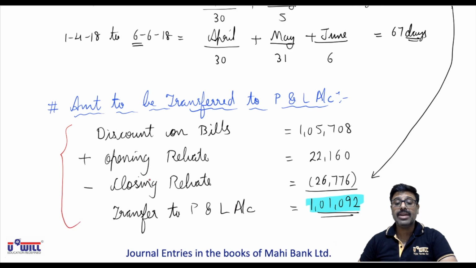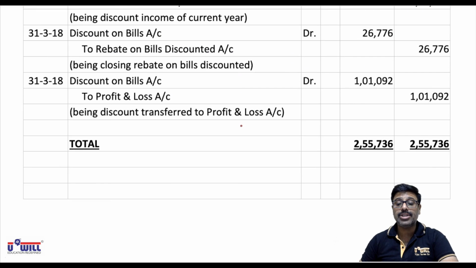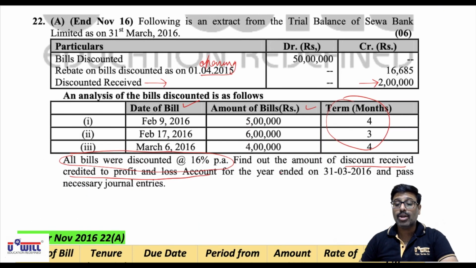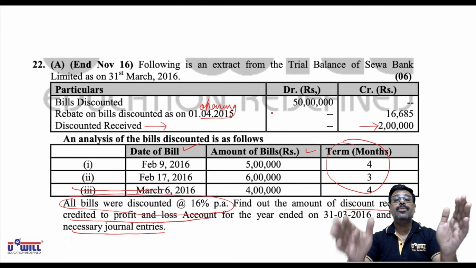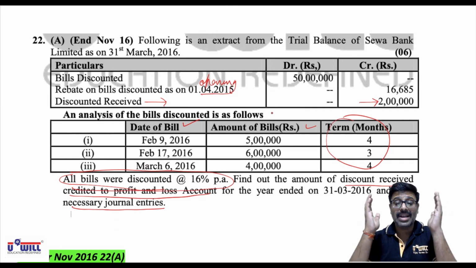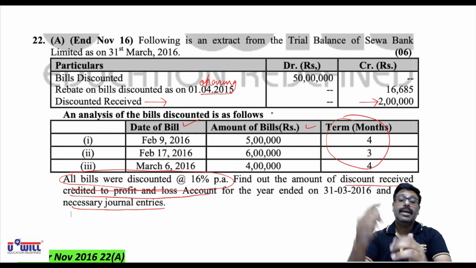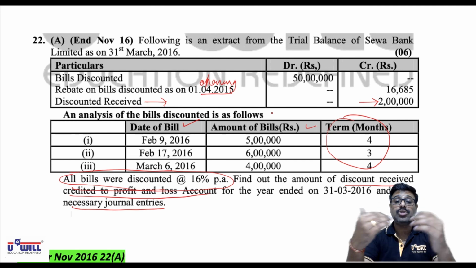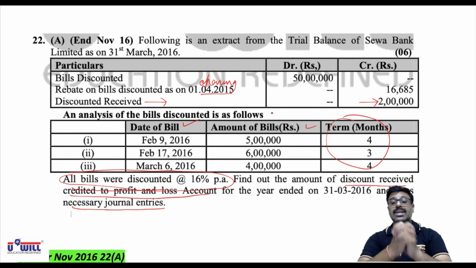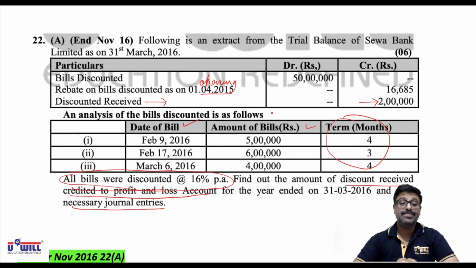What is the amount to be credited to P&L account? You'll make those calculations for the year ended on 31/3/16 and pass necessary journal entries. So journal entries are also asked. Pause the video and solve the question entirely on your own right now, and then you play the video and find the solution in front of you. Start solving, everyone, fast.